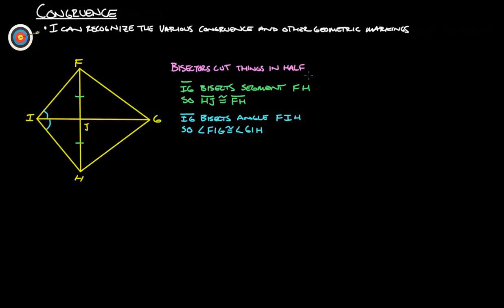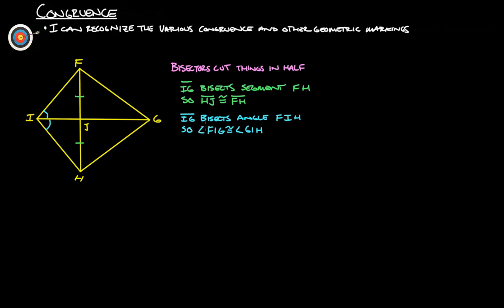Bisectors cut things in half, if you'll remember from angle bisectors and segment bisectors. Okay. So IG bisects segment FH, which means that FJ is congruent to JH. Okay, because this segment here cut this one exactly in half.